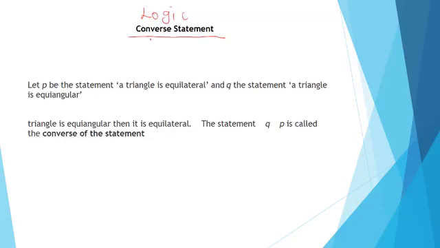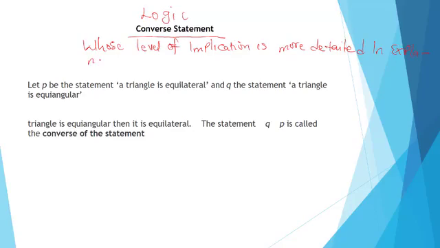A converse statement in logic is a form of a compound statement, but whose level of implication is more detailed in explanation. And when we talk about this, what are we trying to say?